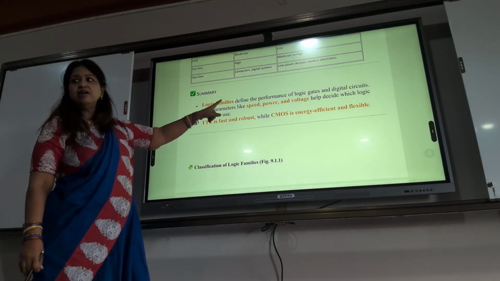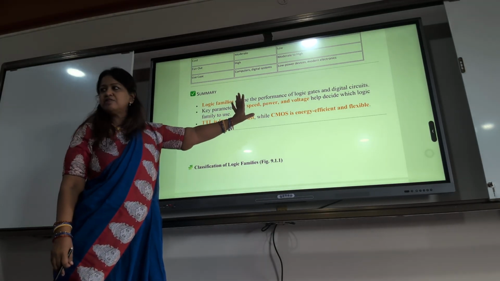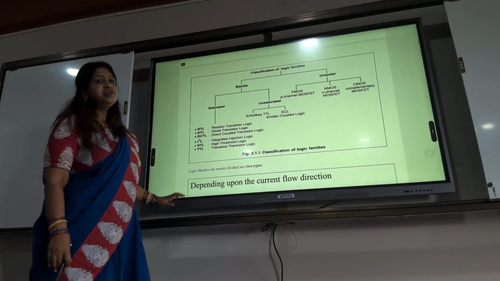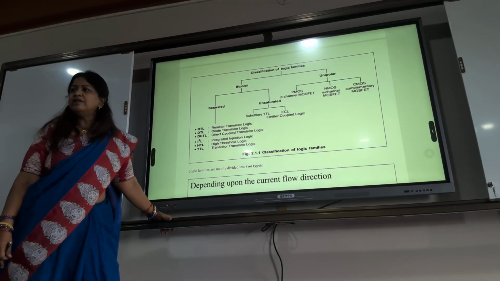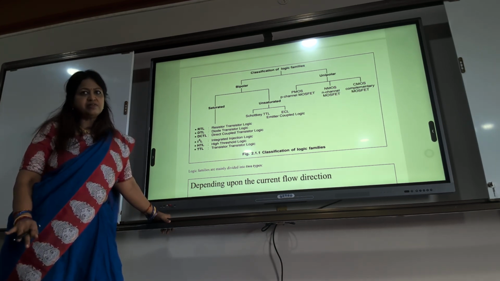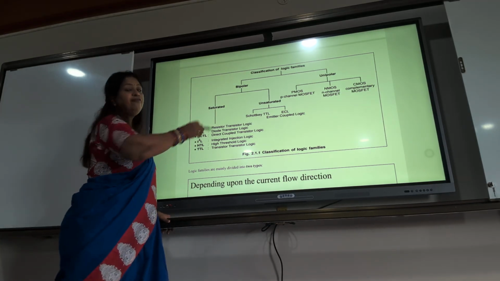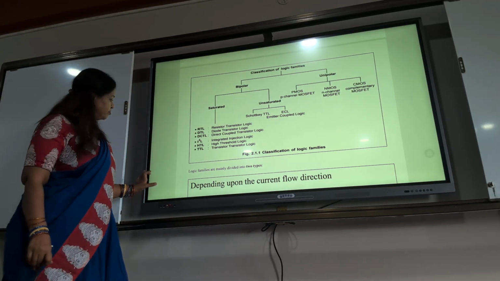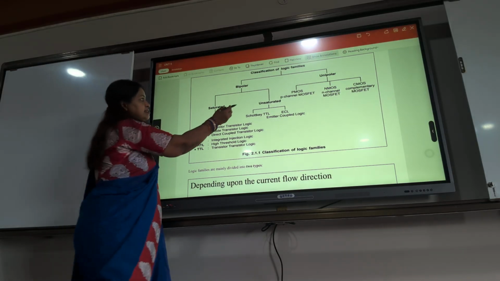About logic families, the difference will be in these three only: speed, power, and voltage. Then classification. Initially it is classified based on whether the current flow is in one direction or two directions. In bipolar, the current flows in two directions. In unipolar, the current flows in a single direction. In bipolar, we have two types: one is saturated, another one is unsaturated.